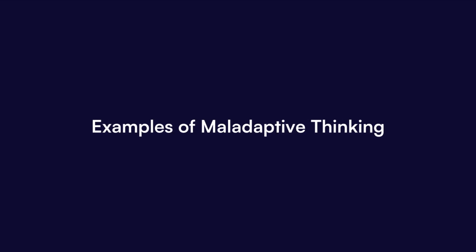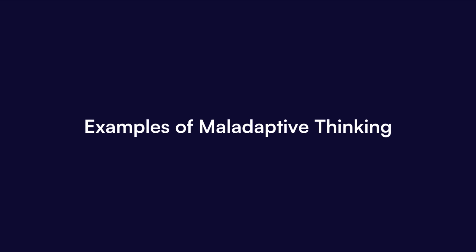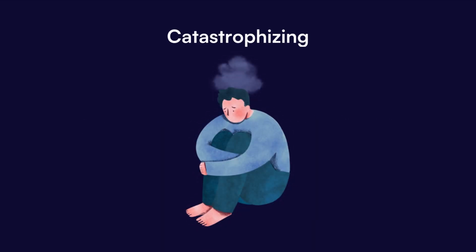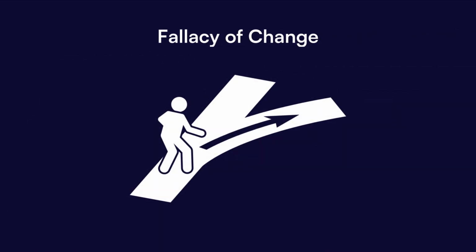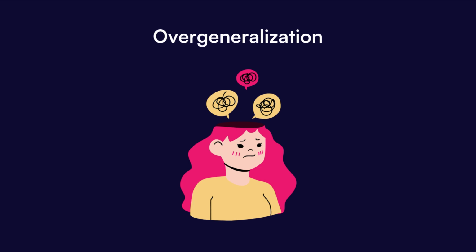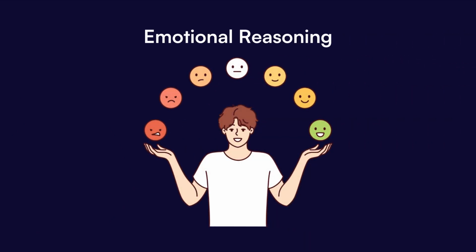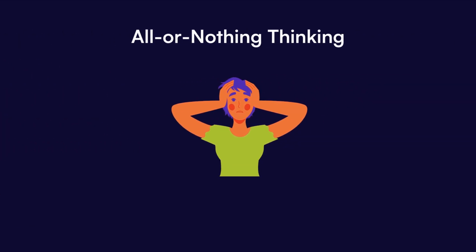Examples of maladaptive thinking include catastrophizing. This involves assuming the worst will happen in current or future situations. Fallacy of change. This means believing that others will change to suit one's needs or that one can change others. Overgeneralization. This refers to drawing broad conclusions based on limited evidence. Emotional reasoning. This talks about believing that negative emotions reflect reality. All or nothing thinking. This pattern involves seeing things in extremes with no middle ground.